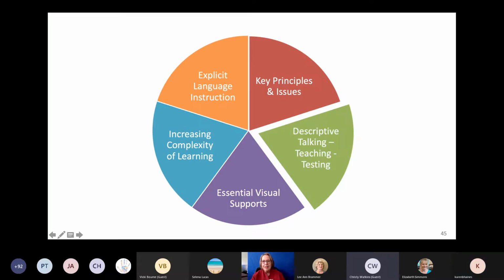So we've covered the key principles and issues, and now we're getting into one of my absolute favorite topics to talk about. And I think a topic which will address a lot of the issues that came up in our discussion afterwards about implementing AAC in the classroom. And that's talking about descriptive talking, teaching, and testing.